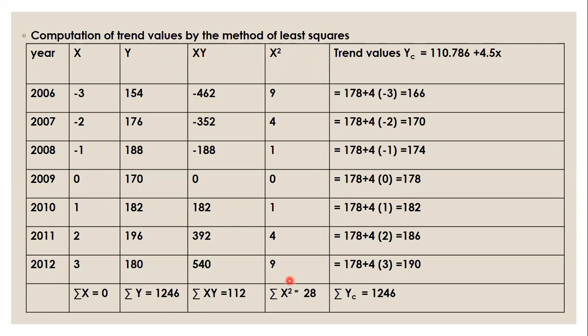Now to find value of A, we have sigma y by n. N is nothing but number of years that is given to us. So 1, 2, 3, 4, 5, 6, 7. They have given us 7 years data. So sigma y by n is nothing but 1246 by 7. And then to find B, we have sigma xy by sigma x square. So 112 by 28. That will be our value of B.